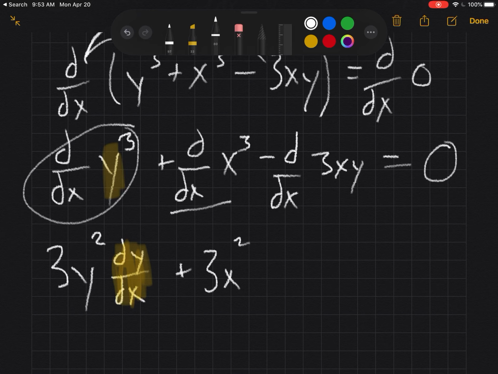And then the derivative with respect to x of 3xy is going to be a little bit different. What happens here is we're taking the derivative with respect to x, but of this function y, and so what you want to do is use the product rule. We're going to treat this as the product of 3x times y.